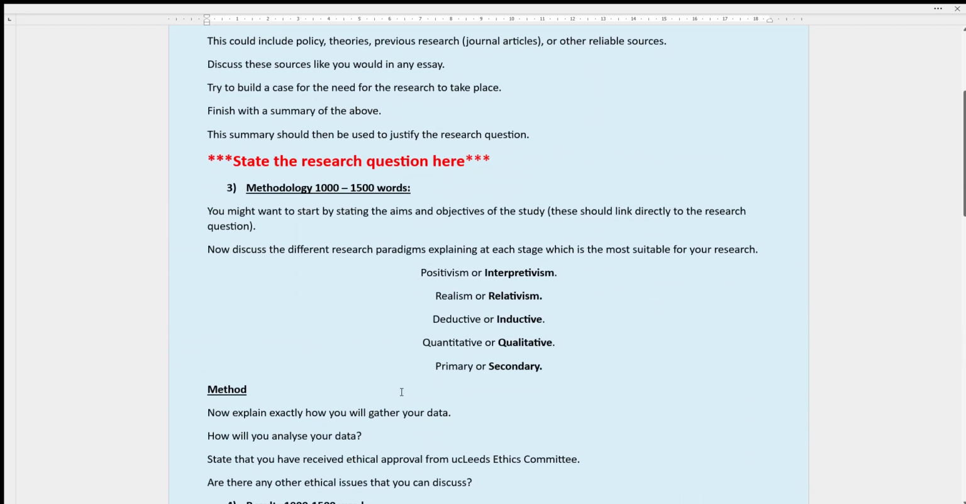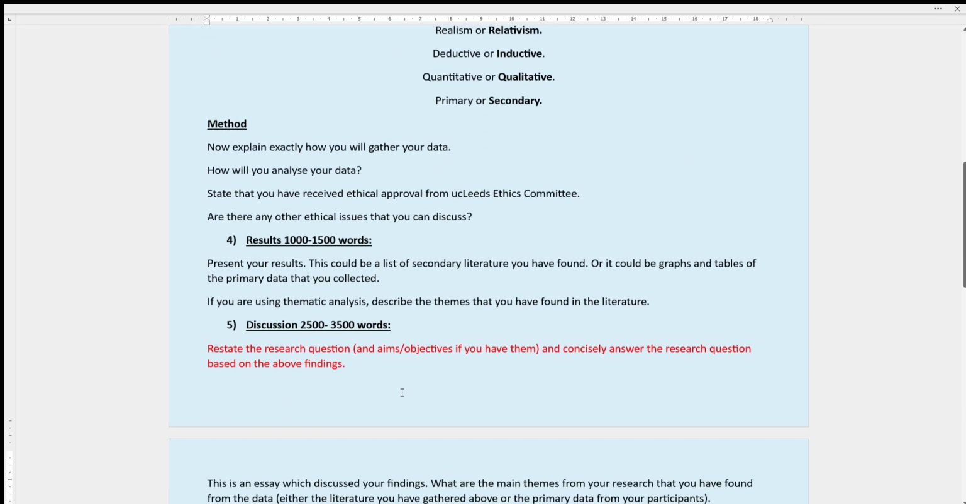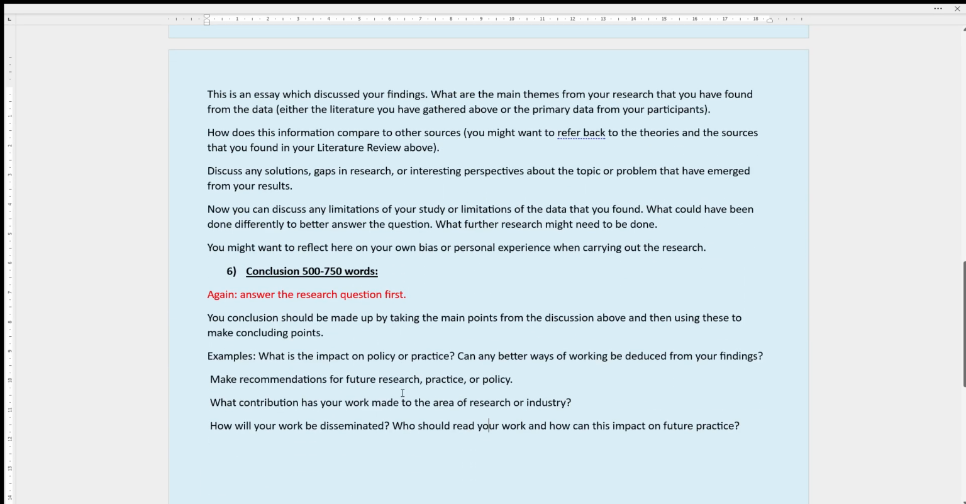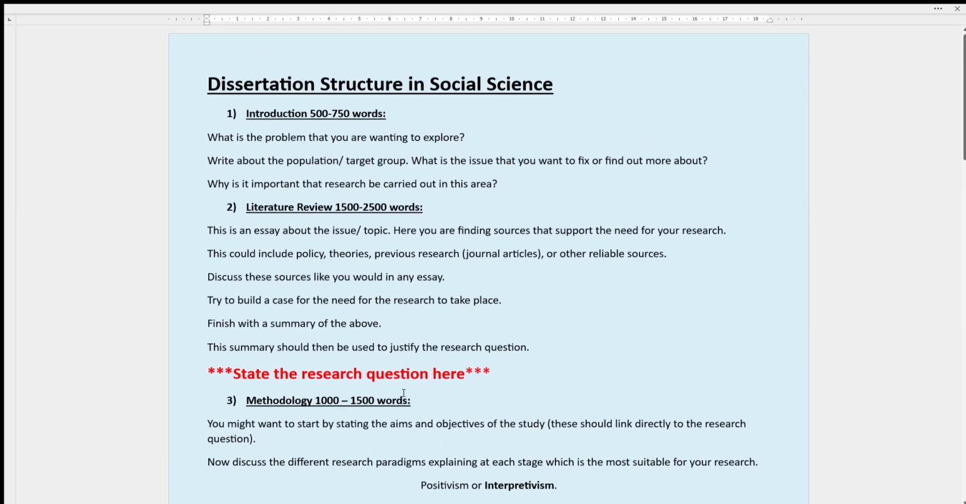I haven't included doing the abstracts or contents or acknowledgements or appendices. Obviously, refer back to your university guides for them. But this is just the fundamental core part of the actual dissertation, the bit really that carries all the marks.